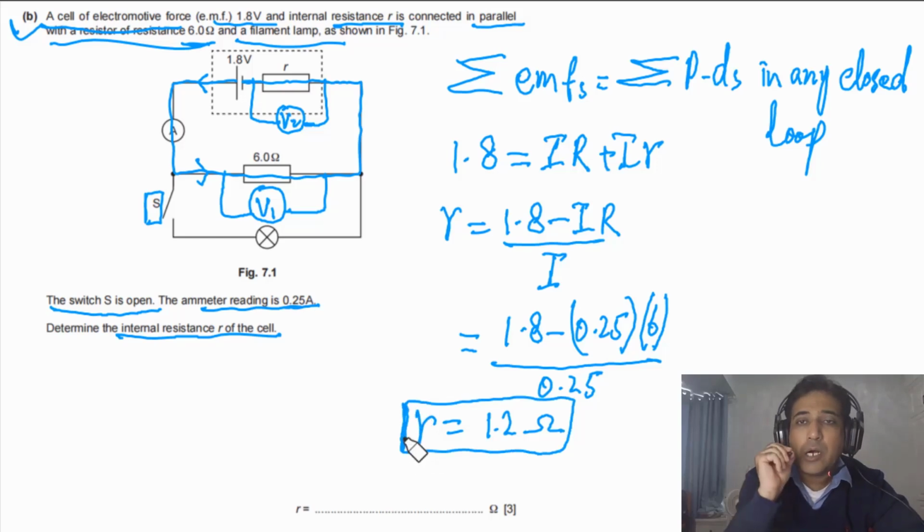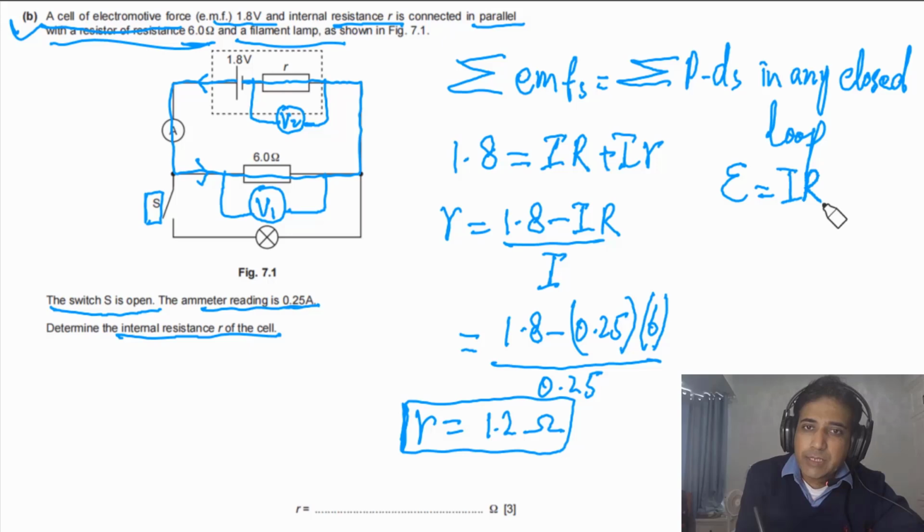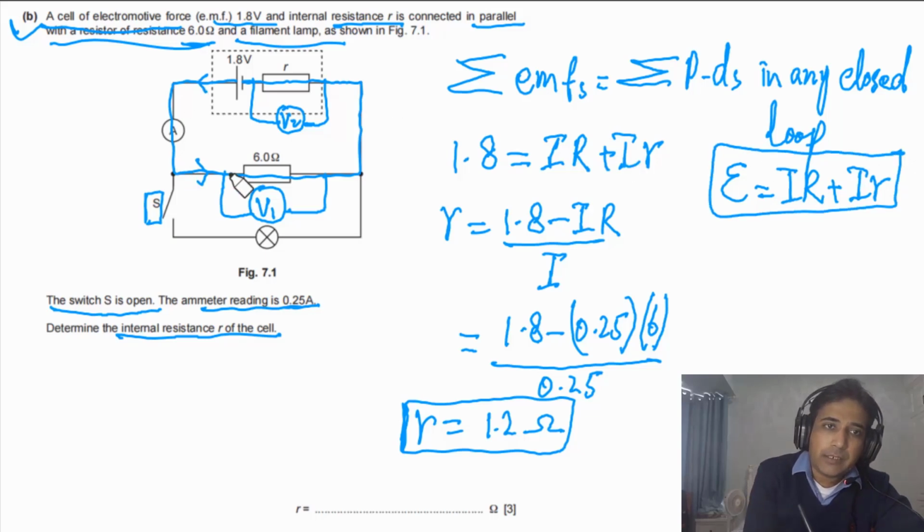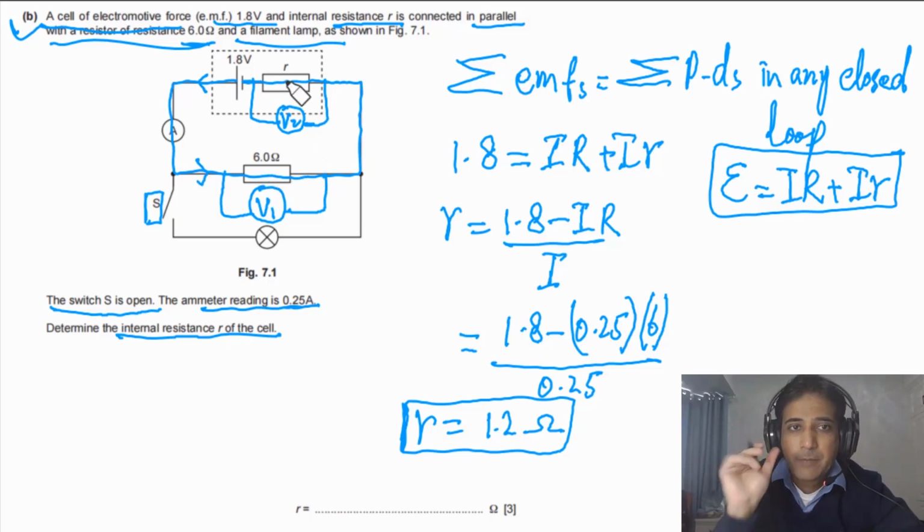So this is how you can answer, and this question is very common in many past papers you will see. You need to understand that EMF is equal to I times capital R plus I times small r. If we have this circuit, all components are connected in series. So this resistor is connected in series with this. This is the main idea, and this question is very common in past papers.